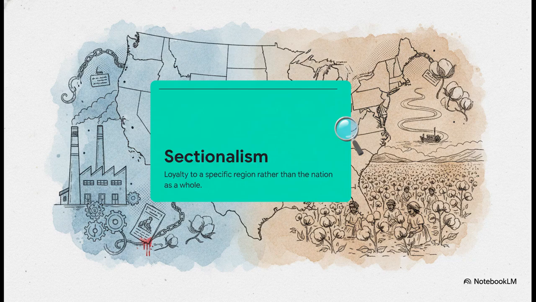But pushing right back against that glue is the opposing force, sectionalism. This is loyalty to a specific region, like the North or the South, rather than the nation as a whole. As the country expanded, completely different economies, varying social reform movements, and the expansion of slavery created these incredibly deep regional divides that constantly challenged that national unity.